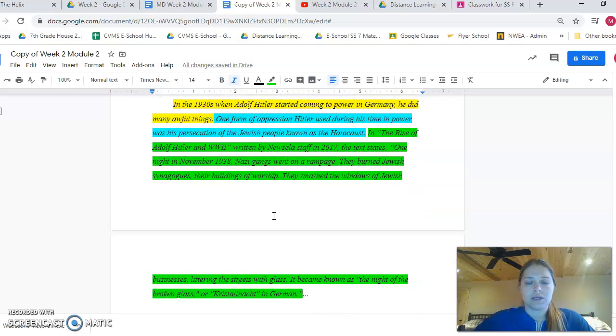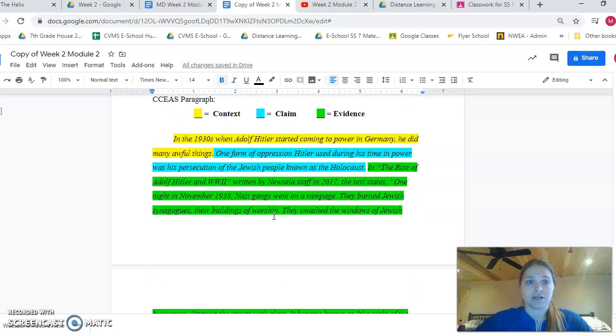So here is the paragraph that I have already written. Okay, so you have your context sentence. In the 1930s, when Adolf Hitler started coming to power in Germany, he did many awful things. So in that context, I have seen now who and when, where, and what, right? Remember, the context introduces the topic of the prompt.